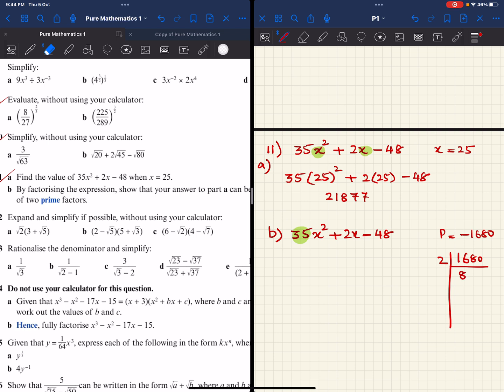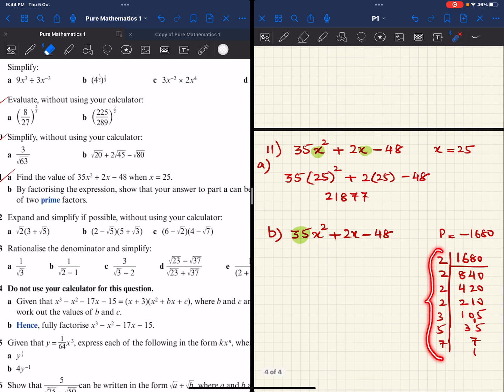2 8s are 16, 2 4s are 8, 2 2s are 4, 2 1s are 2, then 2 5s are 10, 3 3s are 9, 3 5s are 15, 5 7s are 35, and 7 1s are 7. Now these are the numbers that multiply to give us 1680.